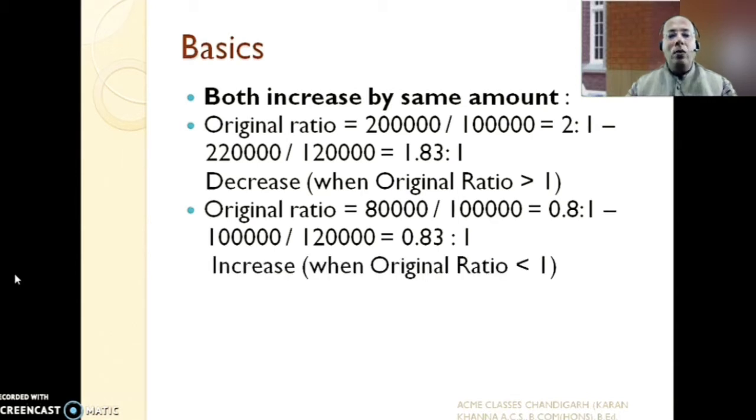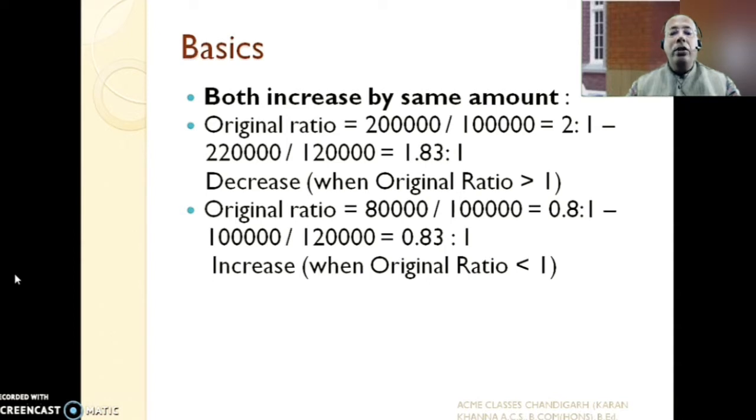In the lower case, if the original ratio is less than 1 and both the numerator and denominator increase by 20,000, the new ratio increases. Compare this scenario with the above scenario. In both cases the numerator and denominator increased by 20,000, but we got the exact opposite results. So what is the pattern here? If the original ratio is greater than 1 and both the numerator and denominator were to increase by the same amount, the new ratio will decrease.